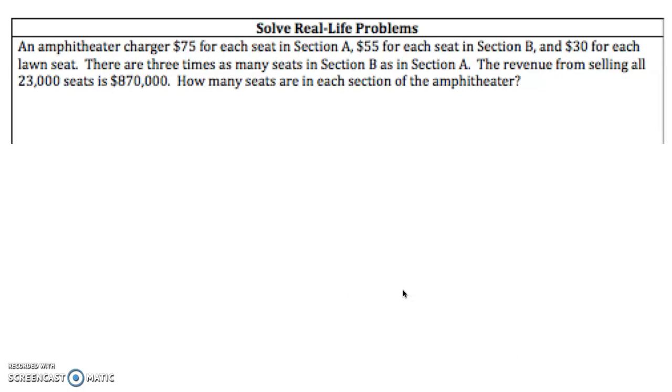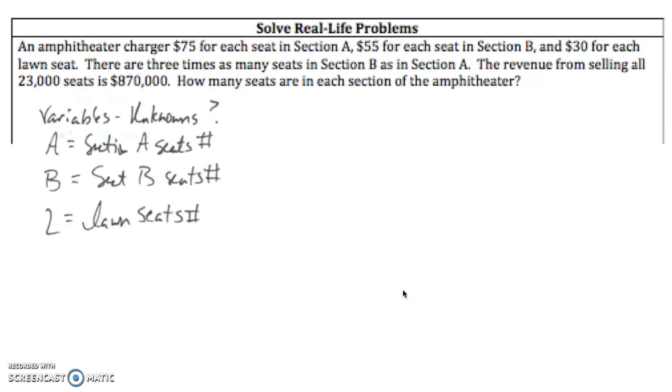Well, right away you can see that we've got 3 unknowns, section A, section B, and the lawn. So anytime you have a real life problem, start by setting up your variables. What's your unknown? So I'm letting A be the number of seats in section A, B being the number of seats in section B, and capital L the number of lawn seats. Now I'm going to go back and read through this situation and set up 3 equations.